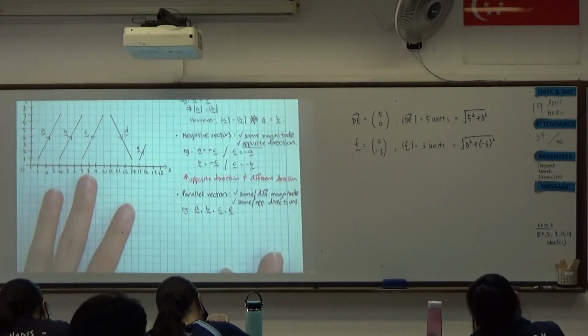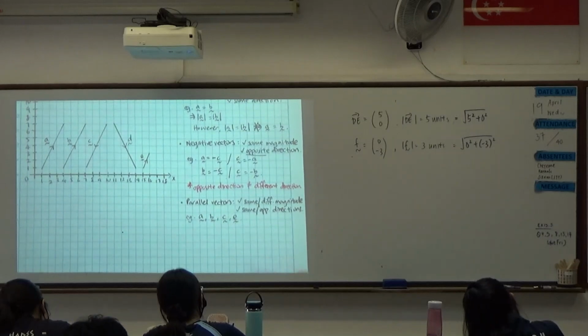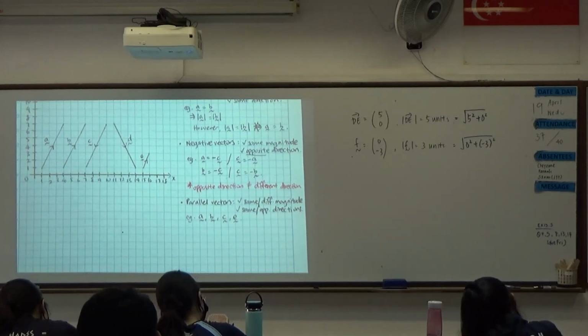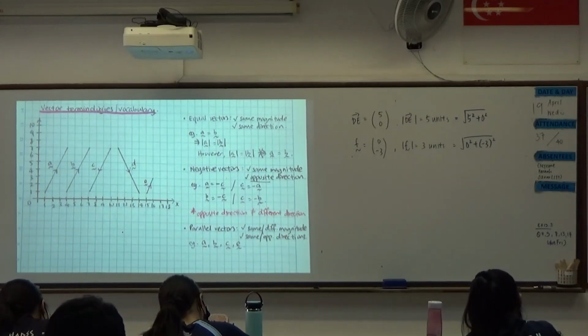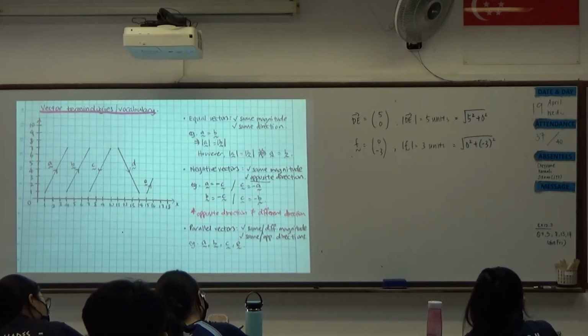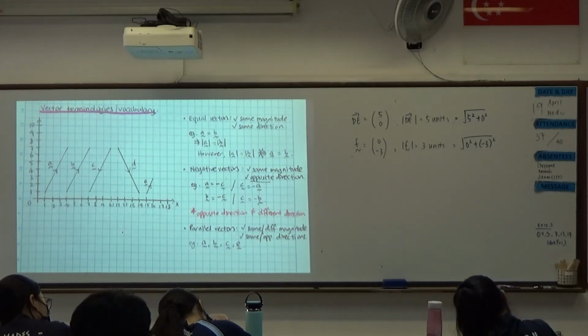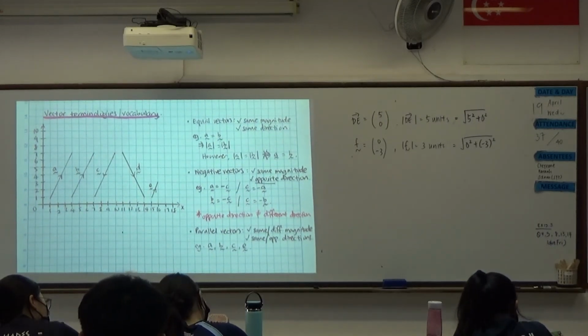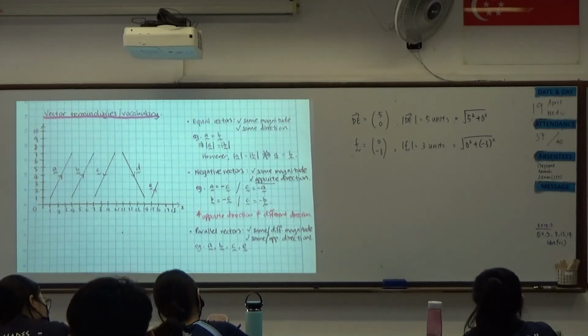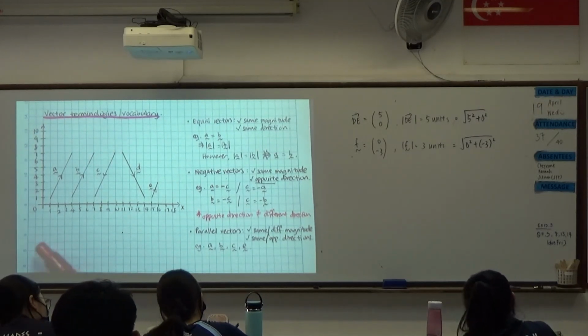We save a little bit of space over here so that we can add on later on as we learn more along the way. Any questions? So these three crucial terms we need to be very clear about: equal vectors, negative vectors, as well as parallel vectors. Especially when it comes to parallel vectors, there are some implications that will be useful later on.